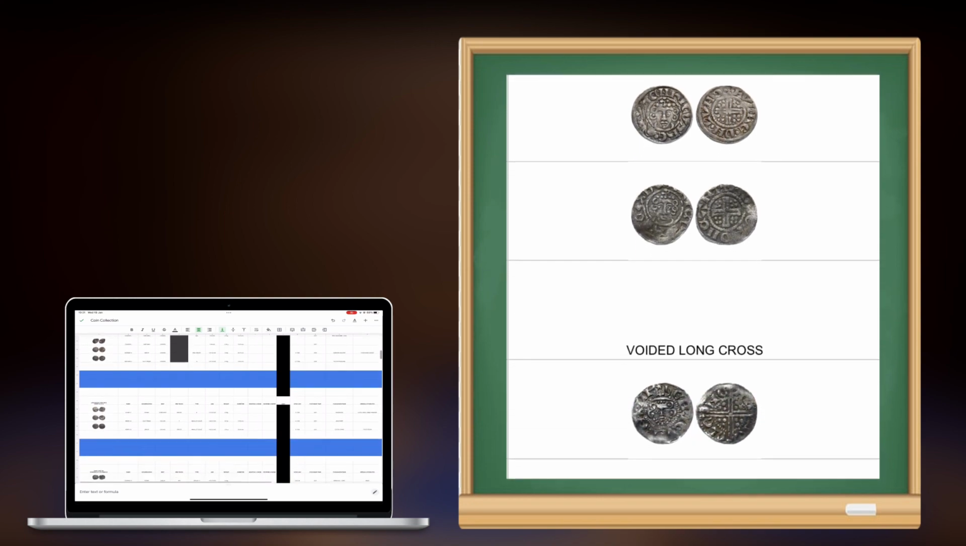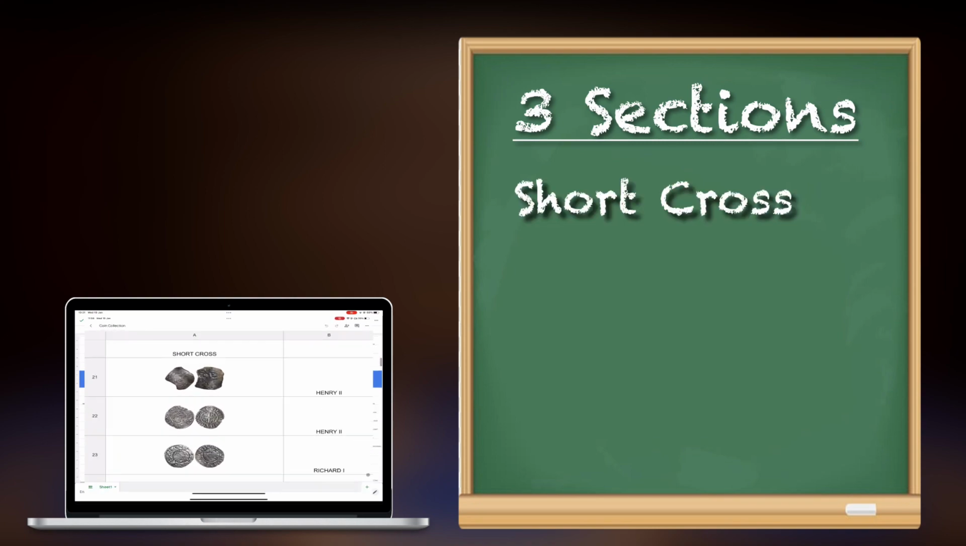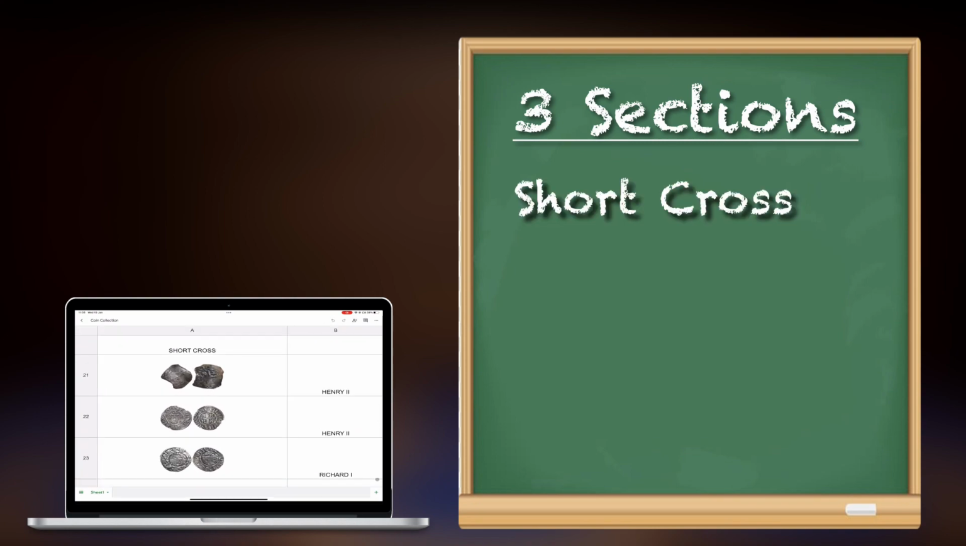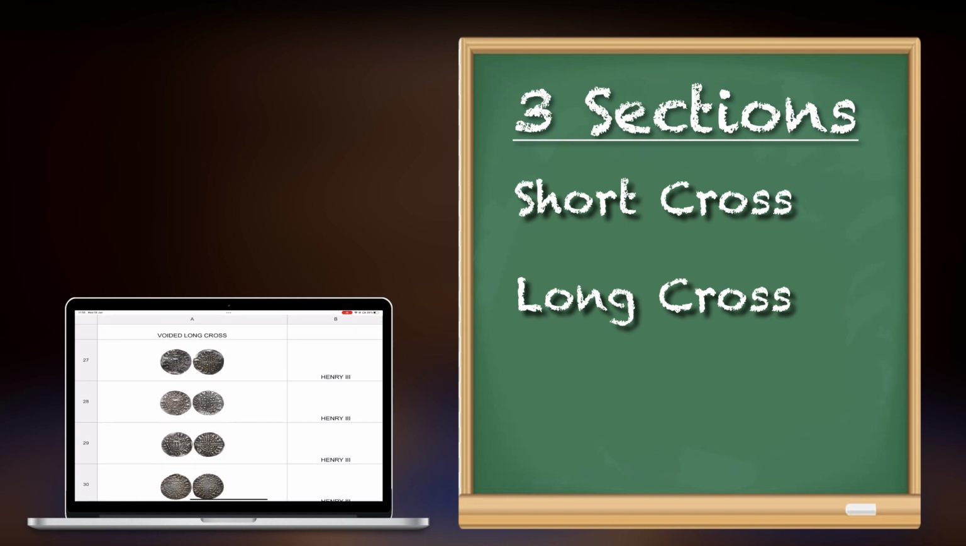This section is then split into three different coin types issued. The first being the short cross coinage, which includes cross and crosslet coinage of Henry II. The second section is for the long cross, or as it's more commonly known, the voided long cross coinage that followed under Henry III. And finally the sterling pennies introduced by Edward I.